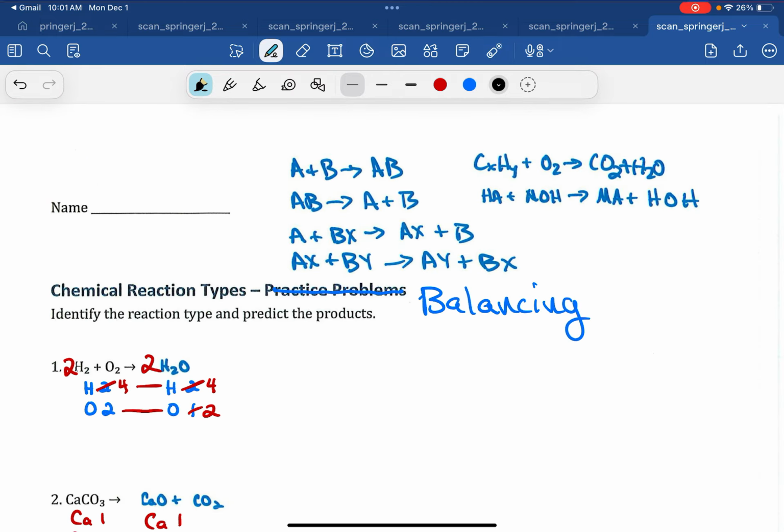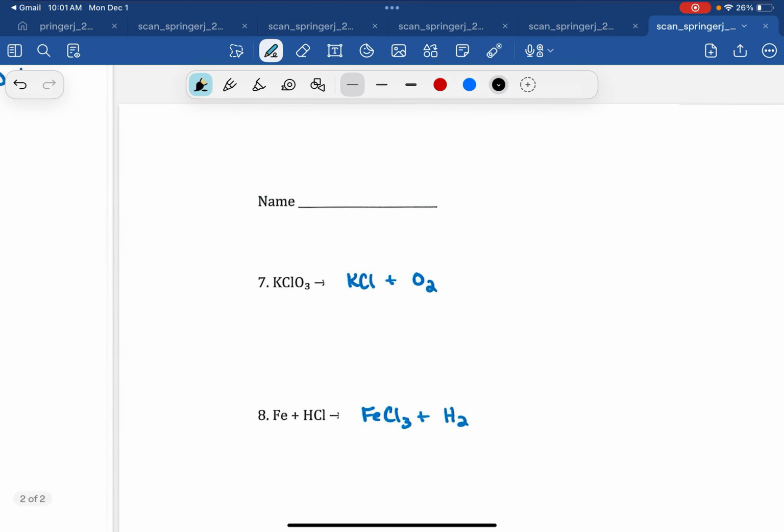Where's the rest of these at? Where are the rest of them? Here they are.